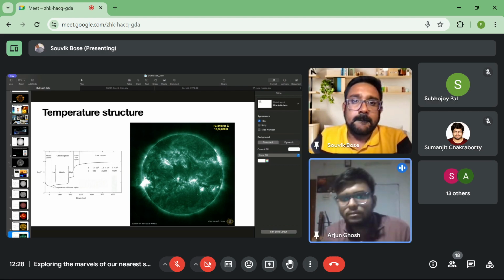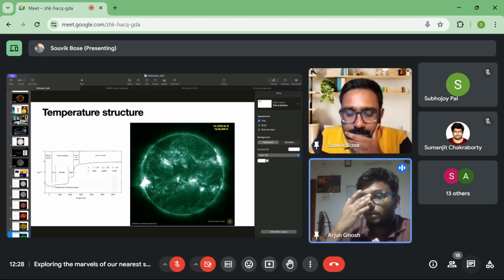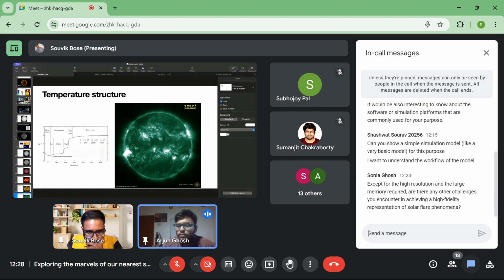We have one more question. Except for the high resolution and the large memory required, are there any other challenges you encounter in achieving a high fidelity representation of the solar flare phenomena?